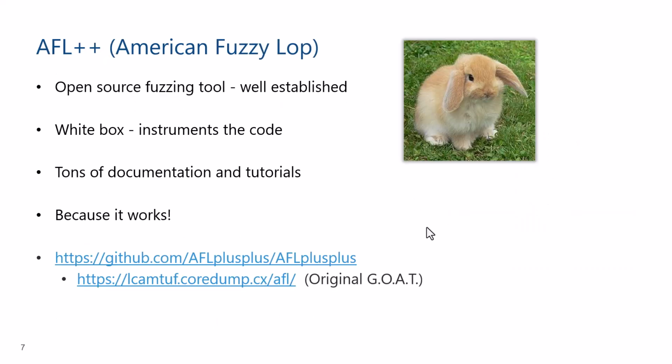Now, AFL, it stands for American Fuzzy Lop. It's an open source fuzzing tool, been around forever. White box, it instruments the code, and there's tons of documentation, tutorials. This video is one of a billion videos out there, but it works, and that's the great thing.